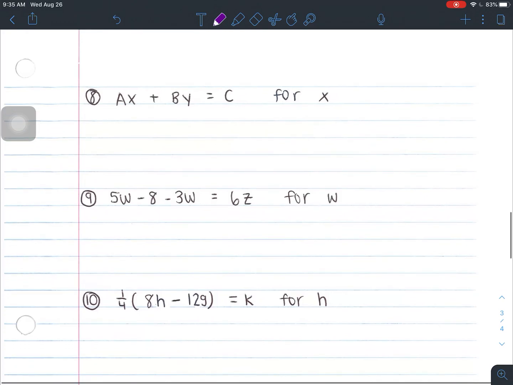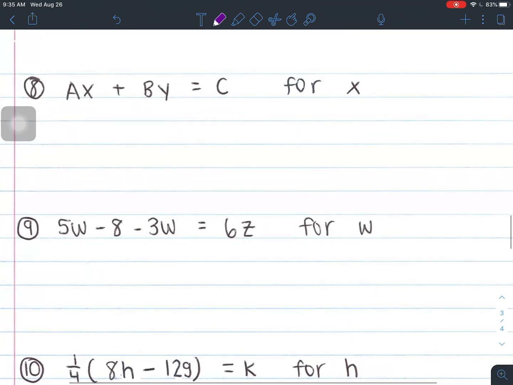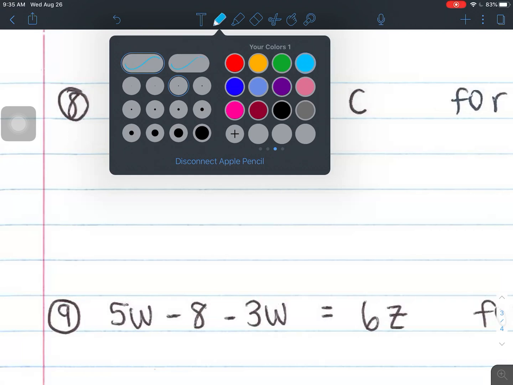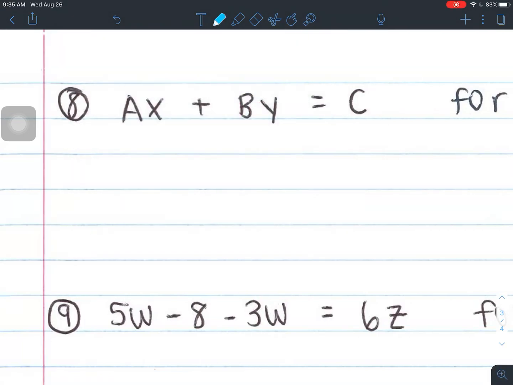All right, moving on to the last page. Number 8, ax plus by equals c. Solve for x. Well, I want to get x by itself, so what would I do here? Well, hopefully you see that you need to subtract by.